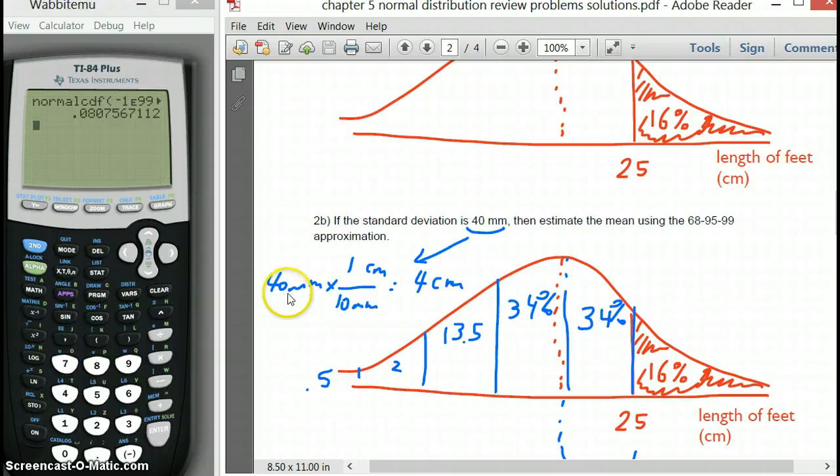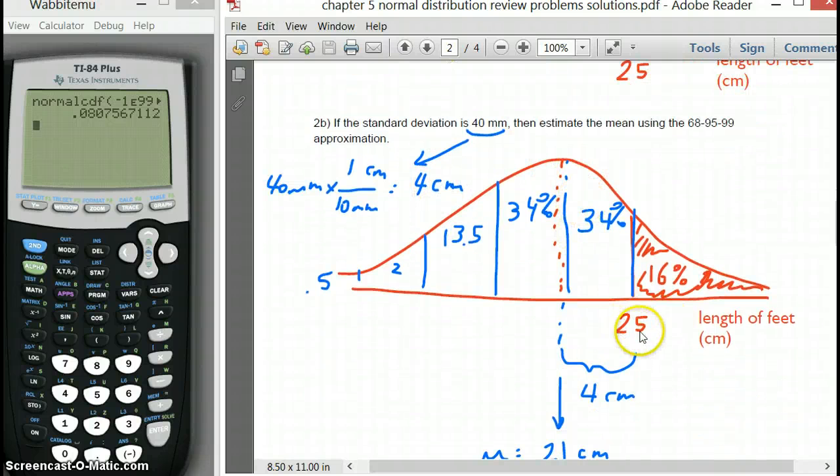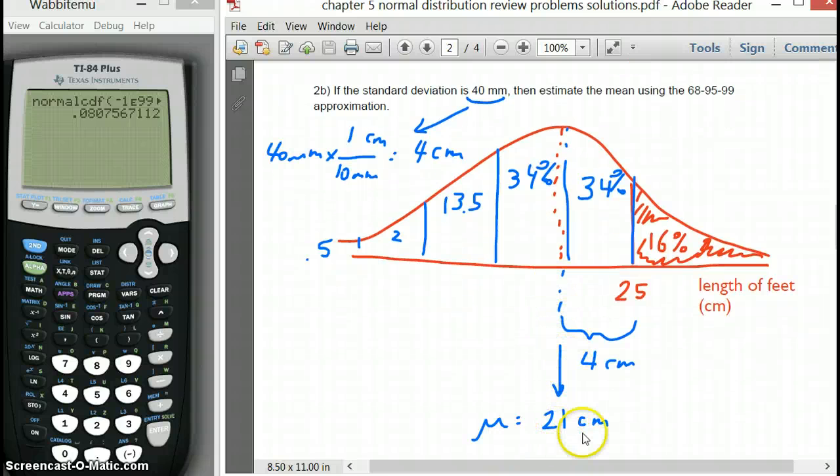You can change 40 millimeters to centimeters by multiplying by this ratio, which is equivalent to 1 centimeter over 10 millimeters. Okay? 1 centimeter is equal to 10 millimeters, right? So you're going to divide 40 by 10, and you're going to get 4. So 40 millimeters is equal to 4 centimeters. Now you're going to take that 4 centimeters, and you're going to subtract it from 25, and you're going to get the mean, which is 21 centimeters.